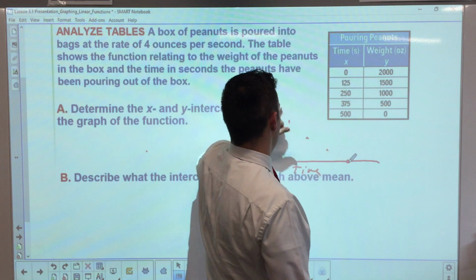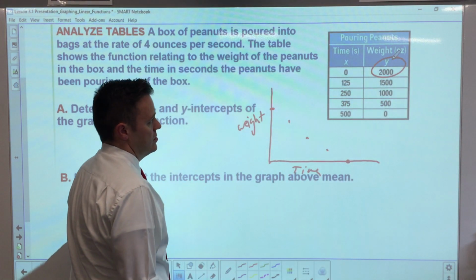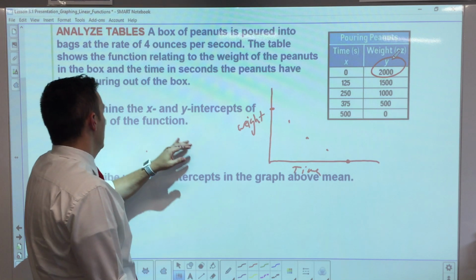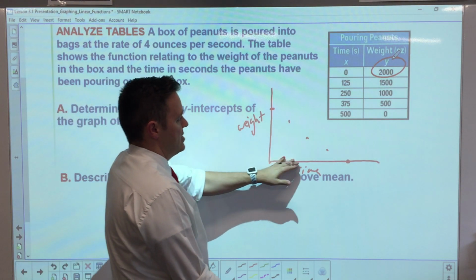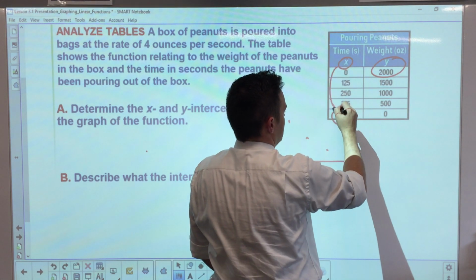Okay, your y-intercept in this case is 2000. All right, and then what is your x-intercept? Your x-intercept when you get there is 500. Okay, so x is 500.